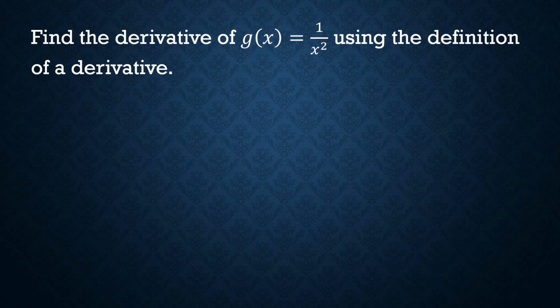So this problem says find the derivative of g of x equals 1 over x squared using the definition of a derivative. So again, we find the limit as h approaches 0. We're going to do f of x plus h minus f of x over h.